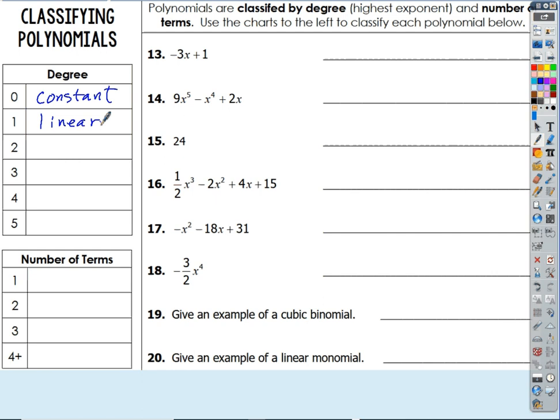Okay, now we can move down the line. What do you think a second degree polynomial is going to be? You see an example up here. Number 17. What's that? Quadratic. A parabola. Okay, what's a third degree polynomial going to be?